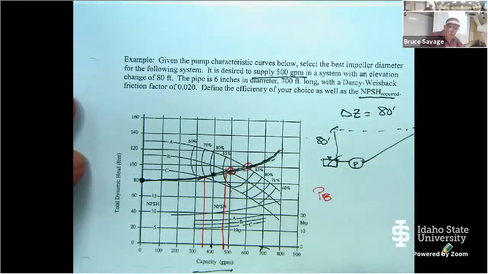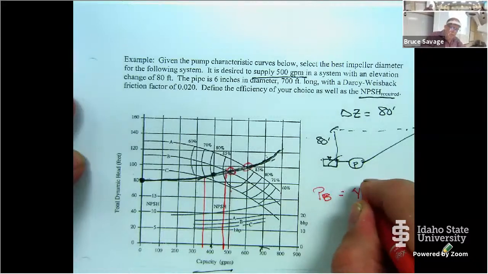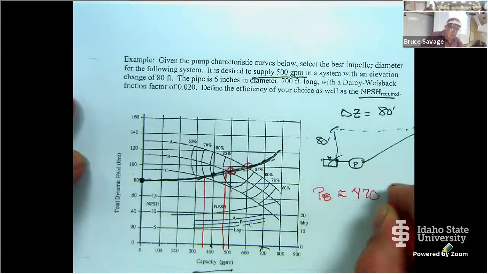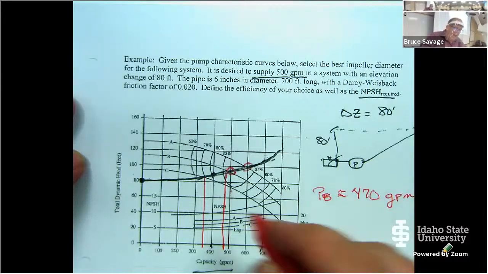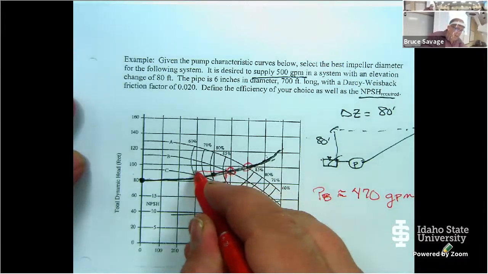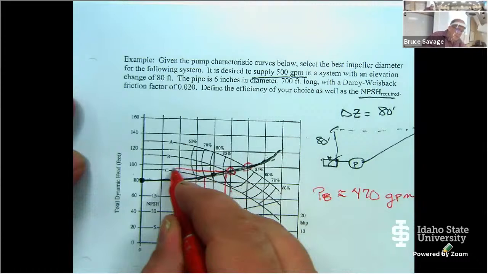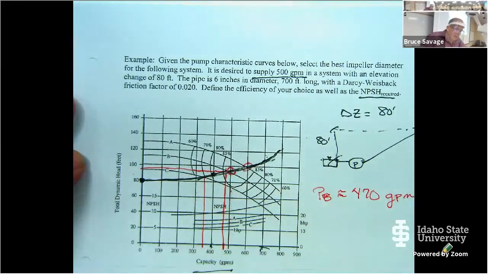So pump B is going to be approximately 470 gallons per minute at a head, what would you say that was, 93? At H equals 93 feet. I'm looking at it from an angle here, also through my curved face shield, which distorts things for me. Do you guys agree with that?